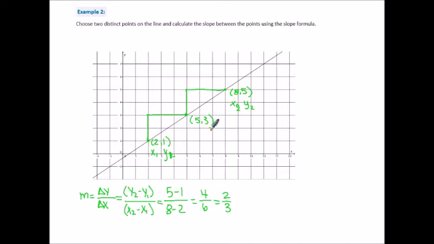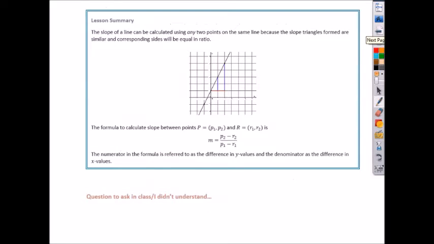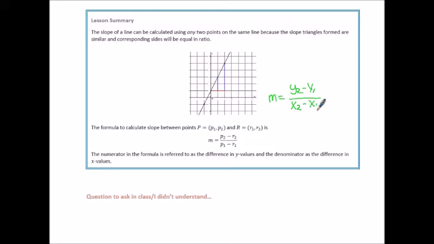So today we learned that a slope is a number that describes the steepness of a line, and that we can calculate this by using any 2 points on the same line, because we can either just count them over like we did in 7th grade using ratios, or we can now use the slope formula, which right here they have written as m equals p2 minus r2 over p1 minus r1. This is the same thing as saying m equals y2 minus y1 over x2 minus x1. It's just being seen in a different way.